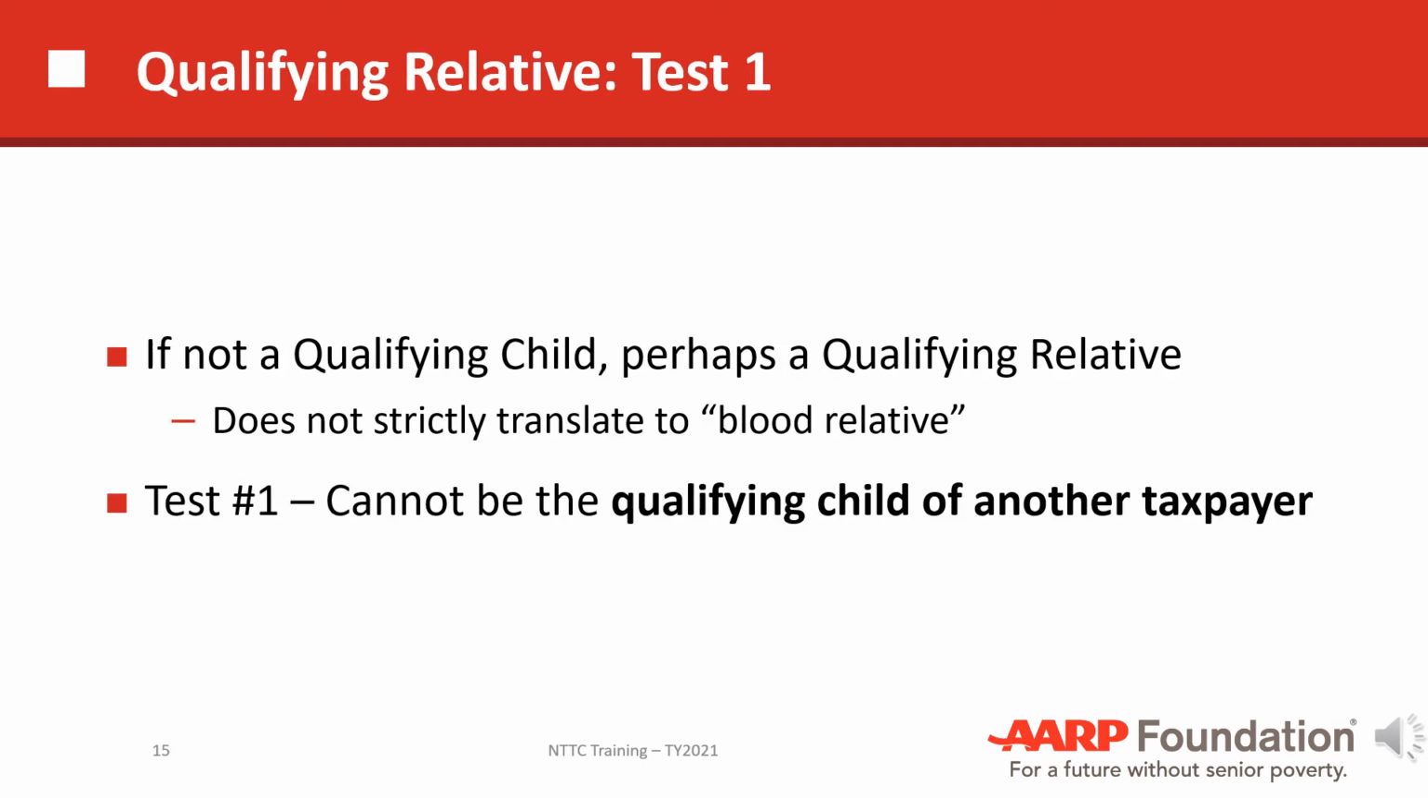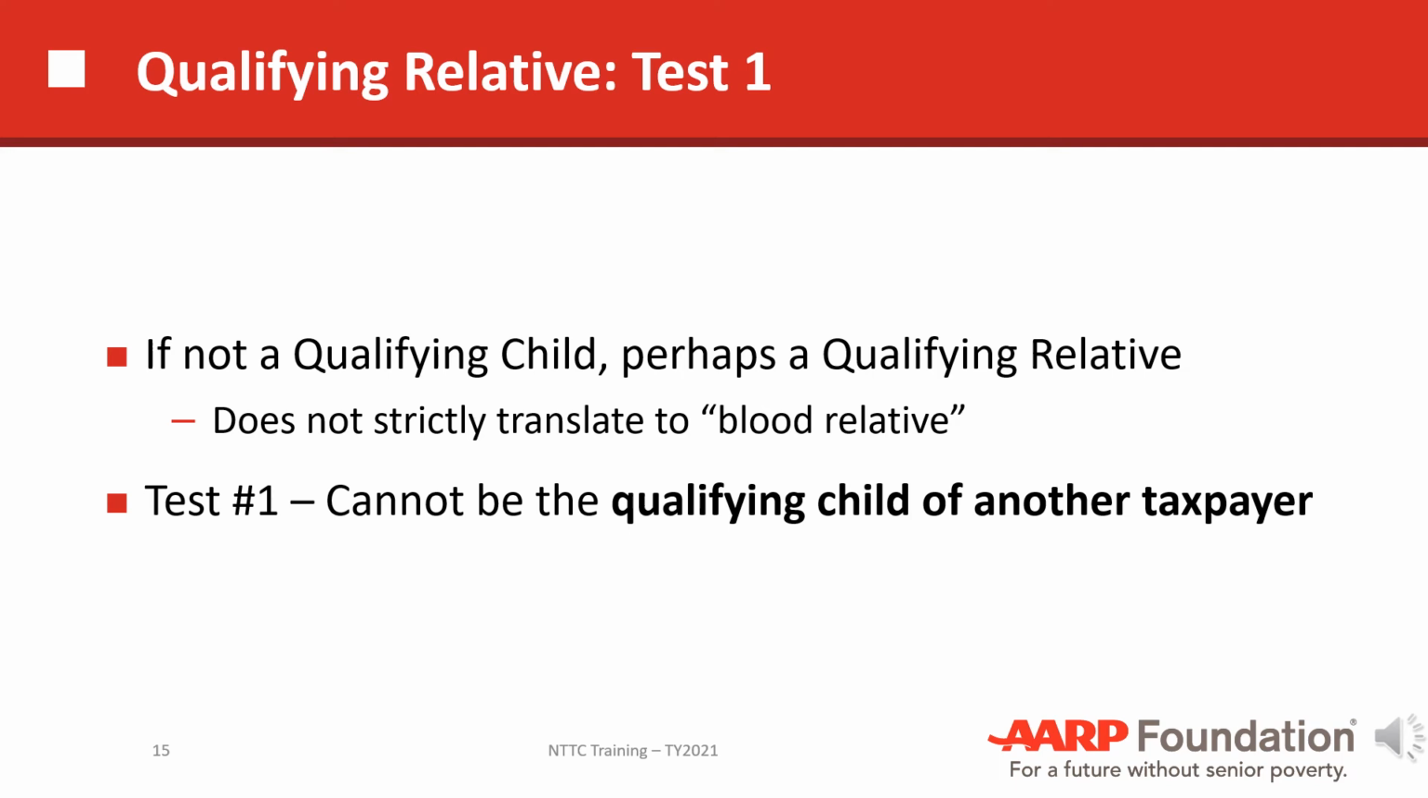If a child does not qualify as a dependent under the qualifying child rules, the law is written such that there's something called a qualifying relative. So it's a two-step process. We look at qualifying child first, and then if they don't qualify for that, they may qualify under the qualifying relative rules. So we need to always look at both, unless, of course, they qualify as a qualifying child.